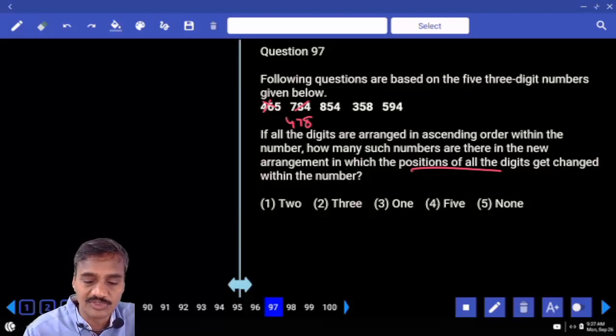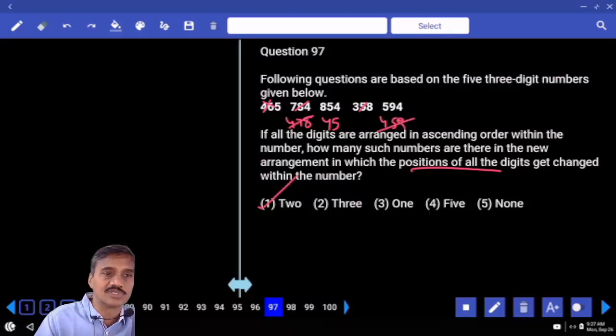And next one, ఇక్కడ ఏమవుతుంది చెప్పండి? 4 coming to the first place, 5 remained at the second place. And here 3 remained at the first place. Here 4 is coming to the first place, 5 and 9. And so how many numbers we have? There are 2. 2, that is choice 1, question number 97.